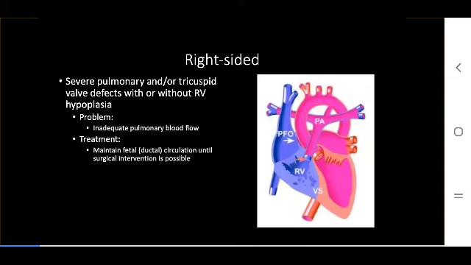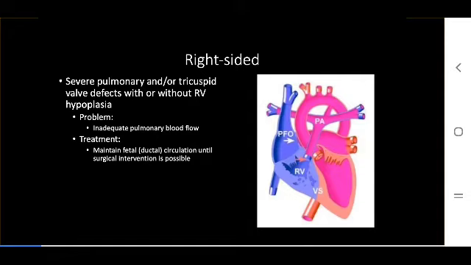So the main problem is there's inadequate pulmonary blood flow. So what is the treatment? It's to maintain fetal or ductal circulation until surgical intervention is possible. I know that's a challenge. I know that in Iraq, you're starting to use prostaglandins to maintain ductal patency.